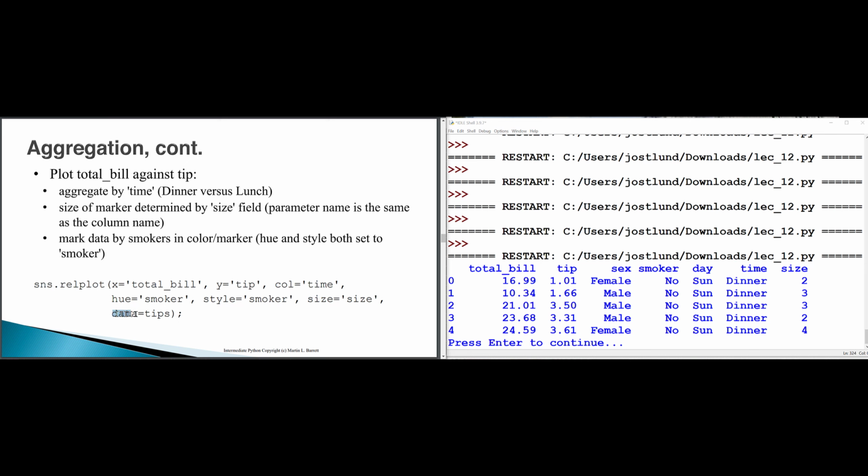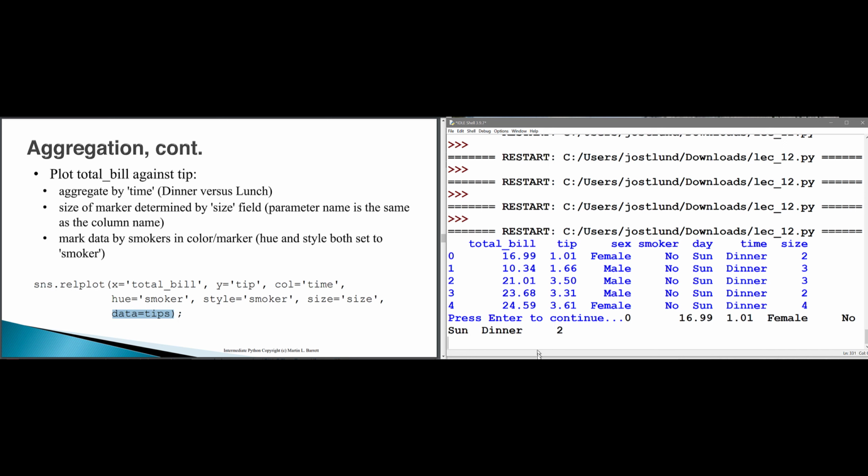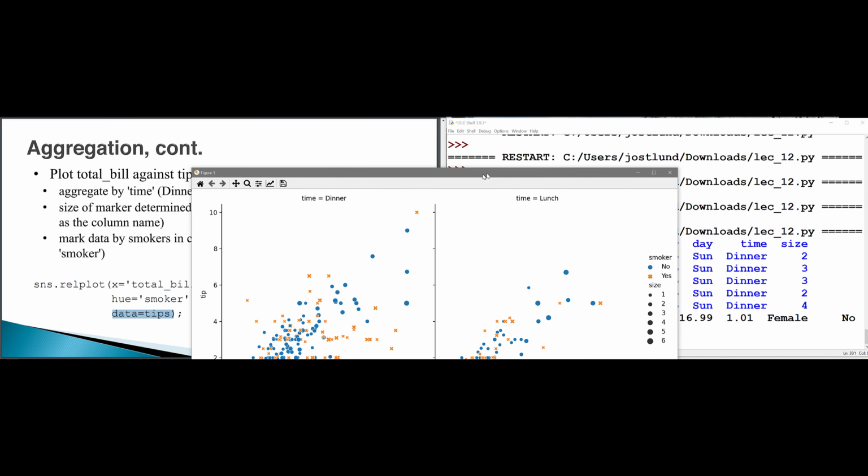And then the data, of course, for all of these attributes, total bill, tip, time, smoker, style, and size, are going to come from the columns in the data frame. So let me hit enter so that we can see what this relational plot does. And here it is.